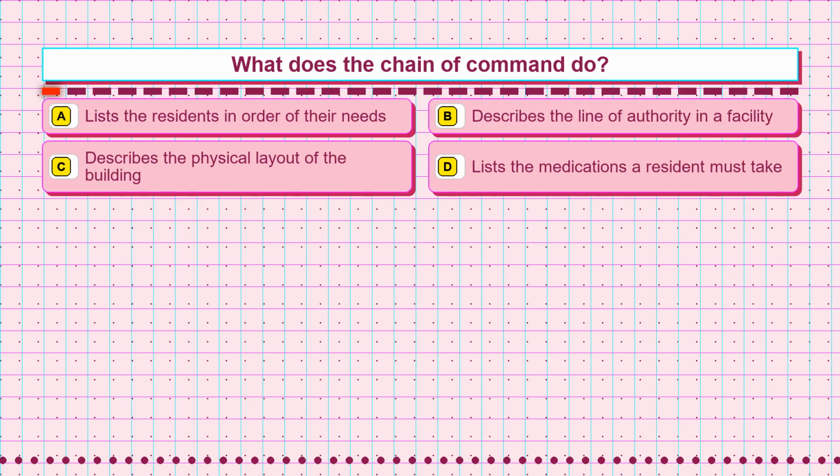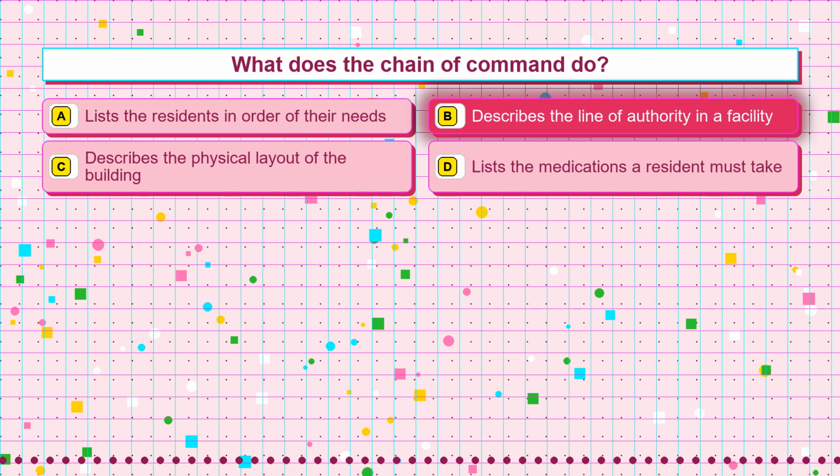Question 74. What does the chain of command do? Option A. Lists the residents in order of their needs. Option B. Describes the line of authority in a facility. Option C. Describes the physical layout of the building. Option D. Lists the medications a resident must take.